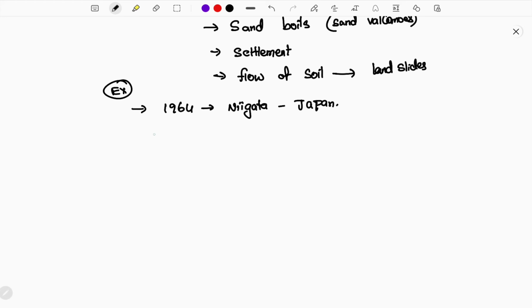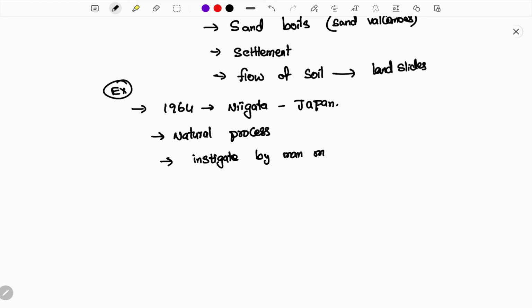Okay, next, is it an artificial or natural process? Actually this is a natural process, mostly a natural process. Can it be man-made? Completely man-made is not possible. It can be instigated, which means instigated by man-made factors.